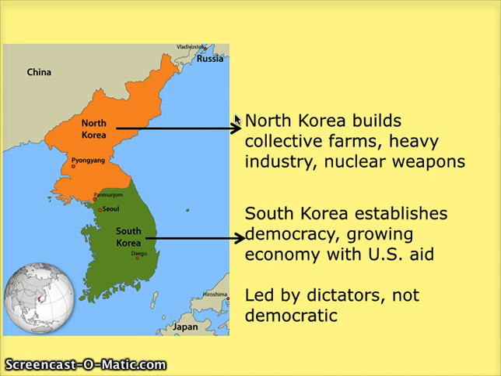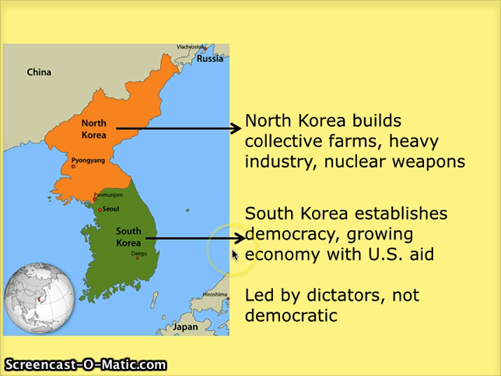So as soon as the fighting stops, we have North Korea and their dictator Kim Il-sung. He ends up building tons of collective farms. He amps up industry in North Korea, and he, of course, makes a lot of nuclear weapons. This is sort of following the Soviet Union model of communism.